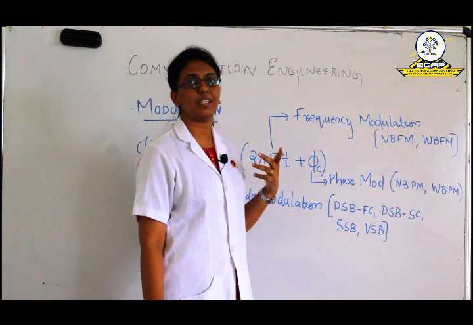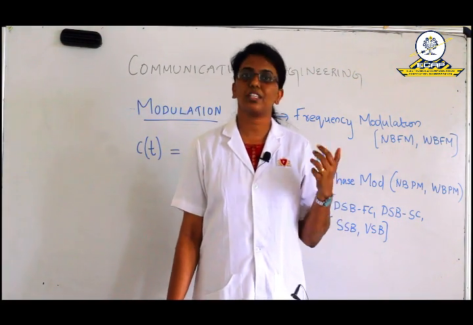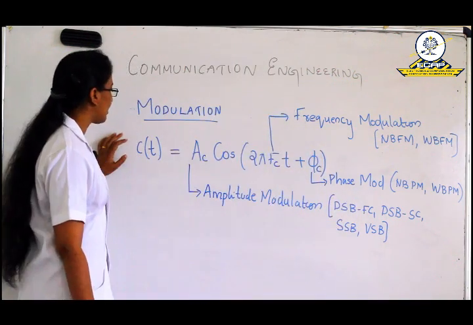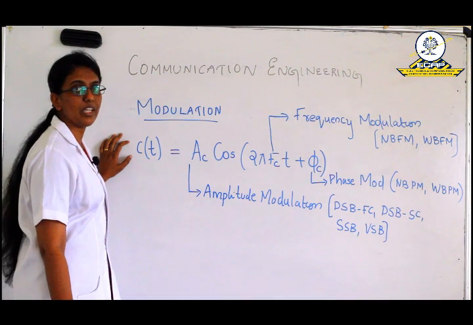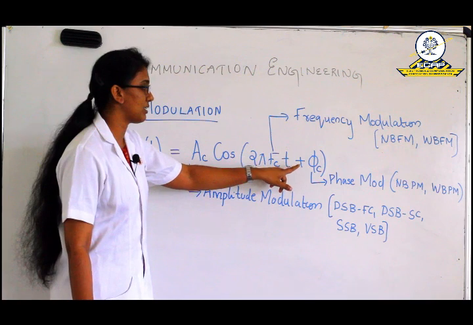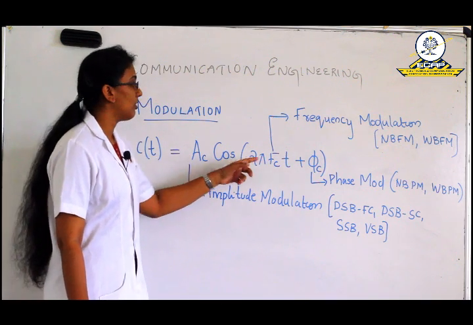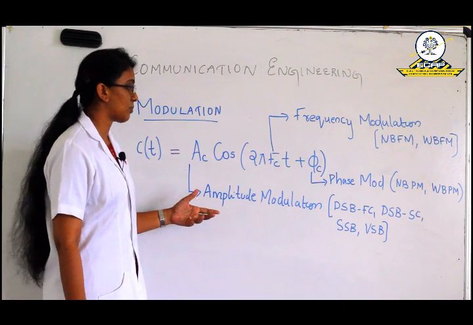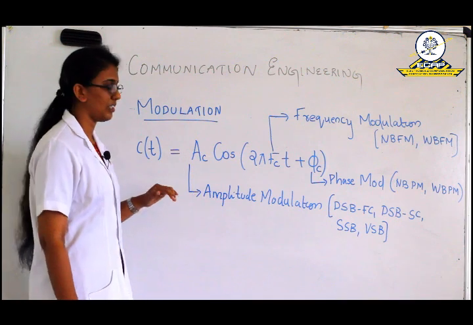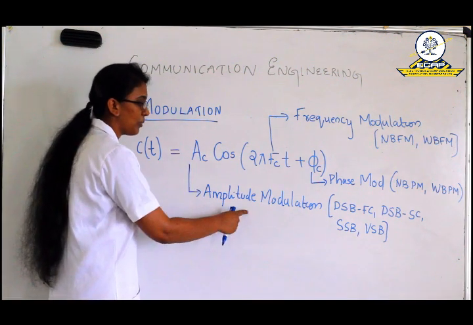Modulation is a process of changing one or more parameters of a carrier with respect to the modulating signal. For example, our carrier signal is c of t, which can be represented as Ac cos(2 pi fct plus phi c). By varying any one of these parameters, like amplitude, frequency or phase, we get corresponding amplitude modulation, frequency modulation or phase modulation. For example, by varying the amplitude of the carrier, we get amplitude modulation.